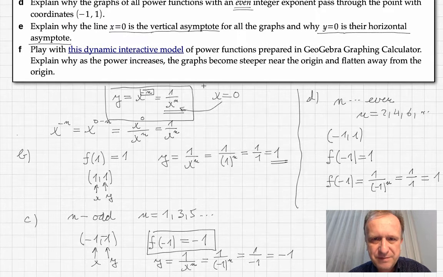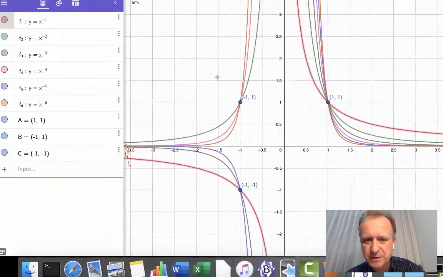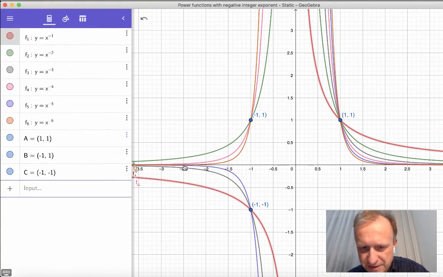Now, as for the second part of the exercise, where we are asked to show that y equals 0 is the horizontal asymptote, let us check it. Is it so? This line here is the horizontal line y equals 0. And you see that really all the branches of the graph approach this line as x tends to infinity, and also they approach it either from above or from below as x tends to negative infinity. So really it seems that the line y equals 0 is a horizontal asymptote.